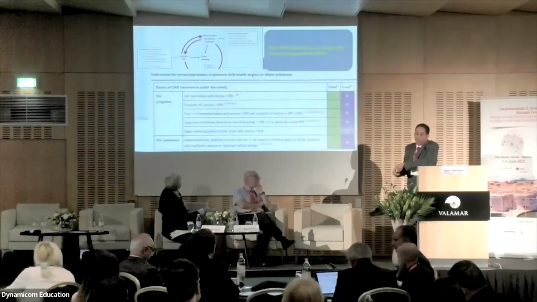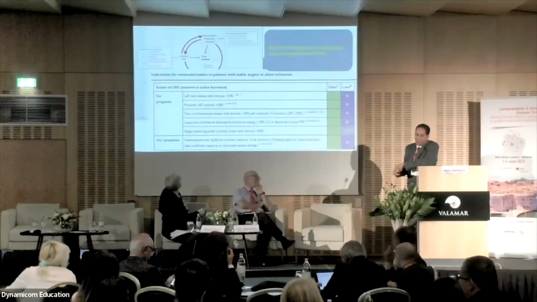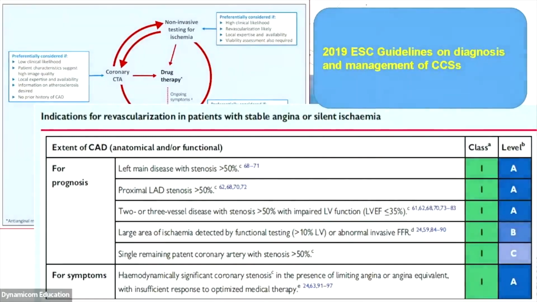The guidelines recommend that revascularization is needed for prognosis in patients who have significant left main disease, more than 50%, patients with proximal LAD, more than 50%, 2 or 3 vessel disease, more than 50%, with impaired LV systolic function, ejection fraction less than 35%, large area of ischemia, more than 10% of the LV myocardium, and single remaining patent coronary artery stenosis, more than 50%.